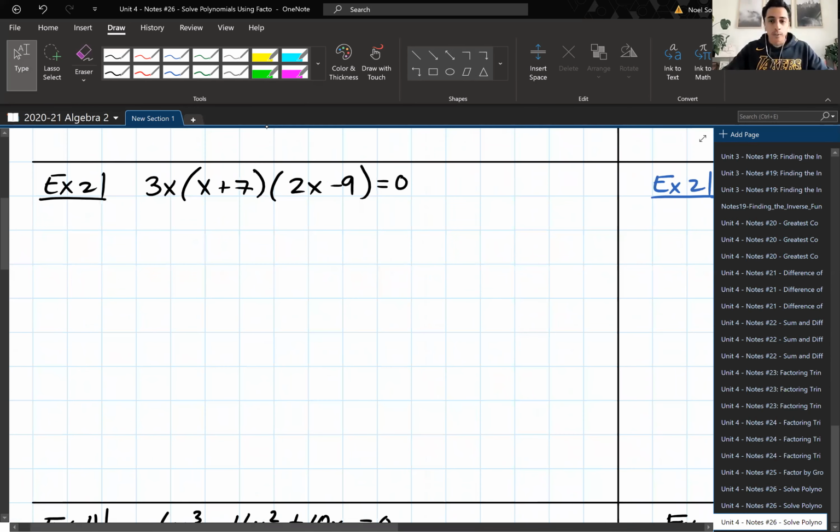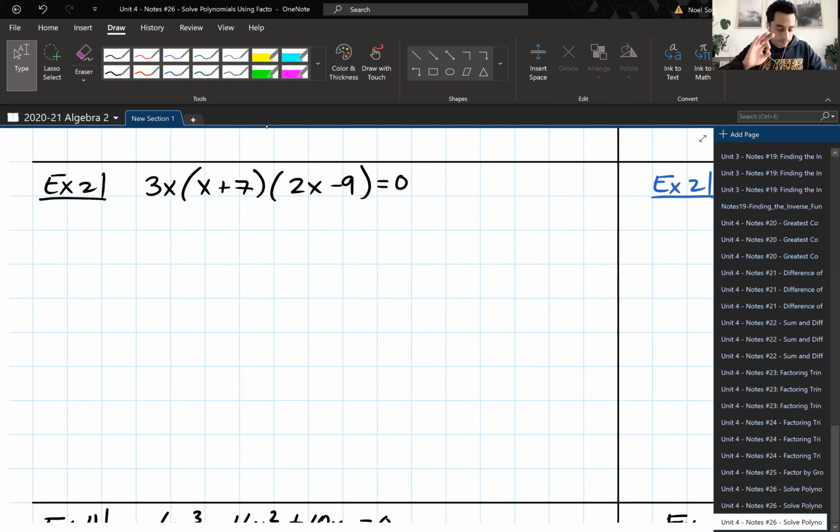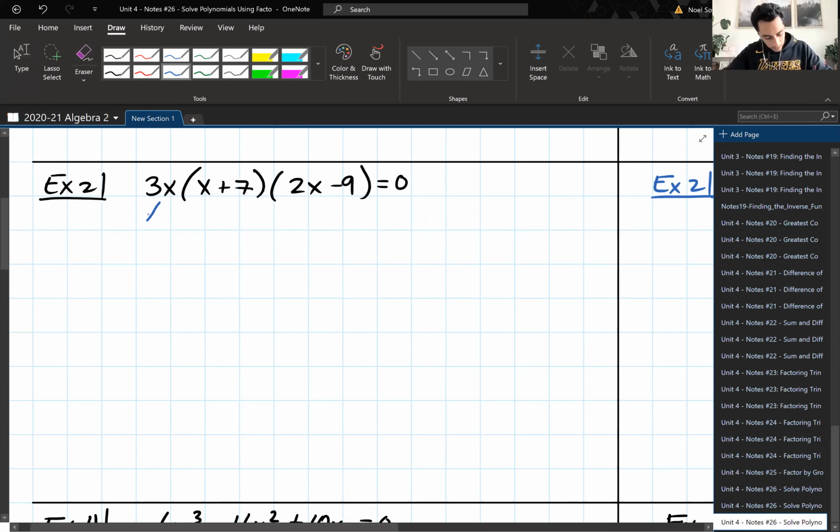In example 2, what I have now is the product of 3 factors. Okay, the zero product property still applies. If I have a times b times c equals 0, 3 numbers multiplied together and the answer is 0, that means either the first was 0, the second was 0, or the third was 0. So same idea, when they're already broken up into factors, your job is fairly simple. You're going to set it equal to 0, but you're going to have 3 different equations.